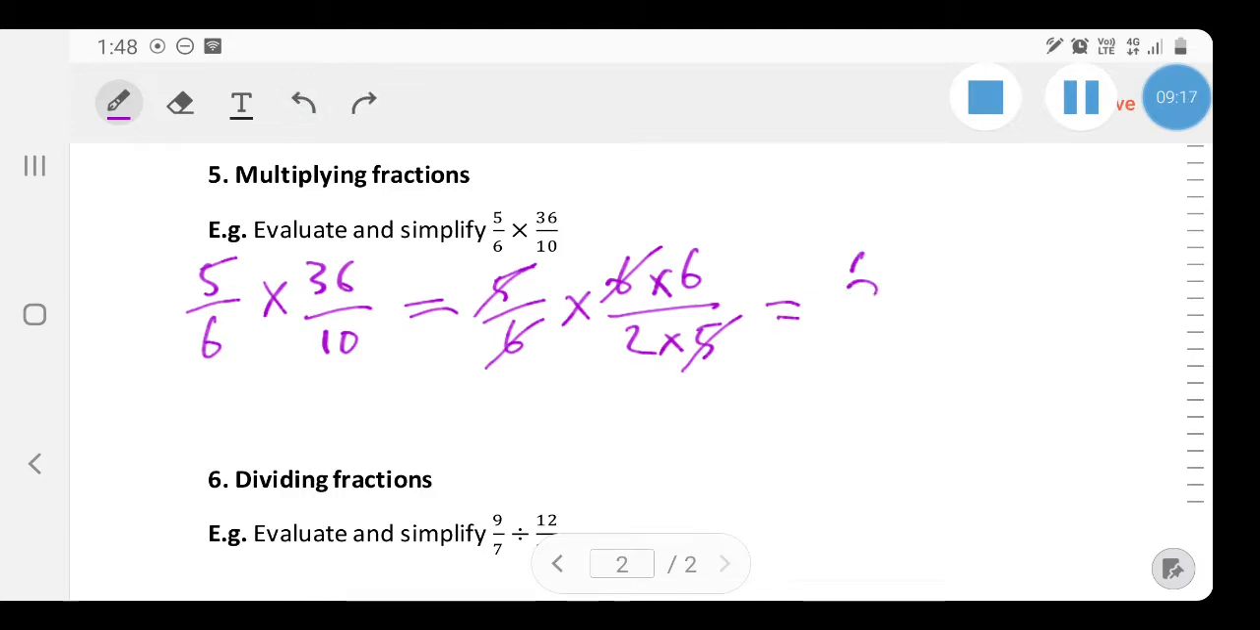Oh my goodness, my pen is driving me bonkers. 6 over 2, which can be simplified even further. 6 divided by 2, well, that's 3, isn't it? Easy.